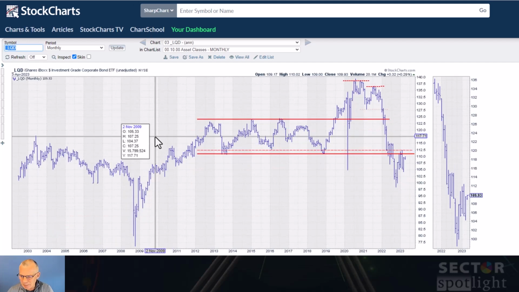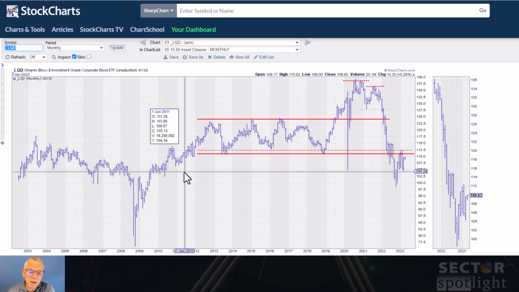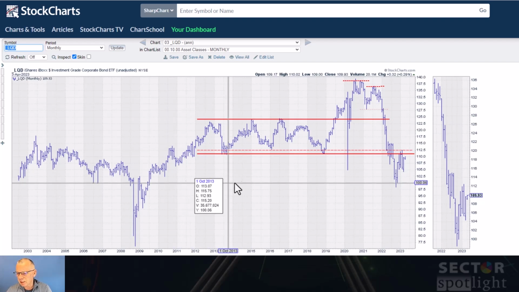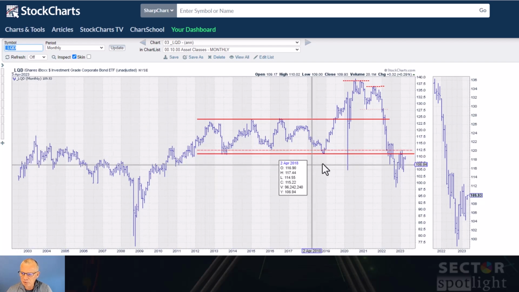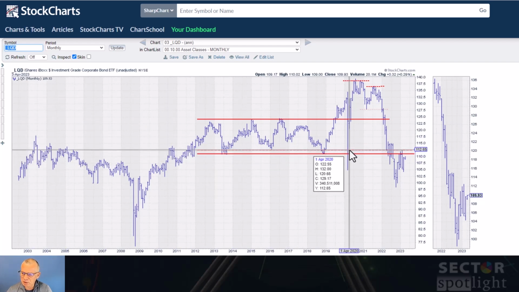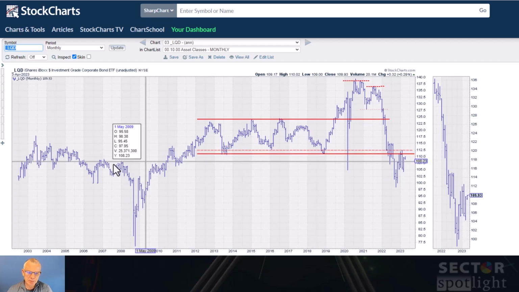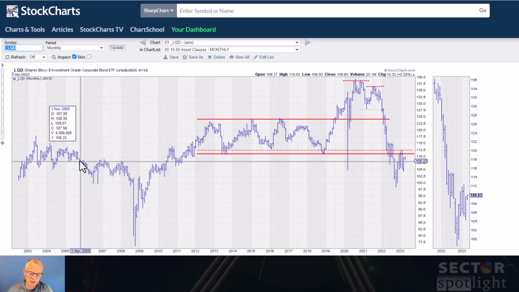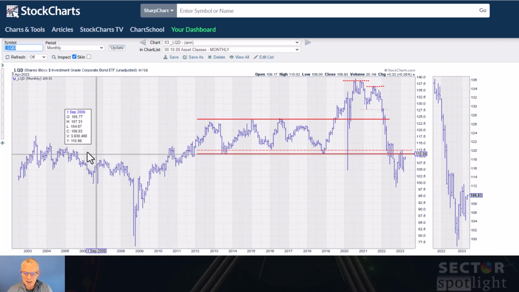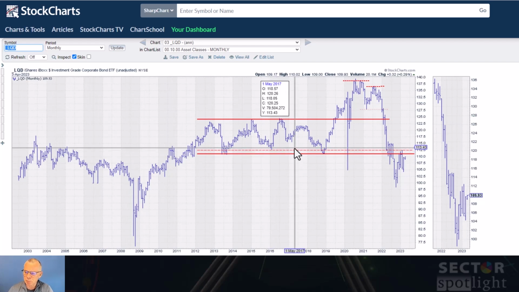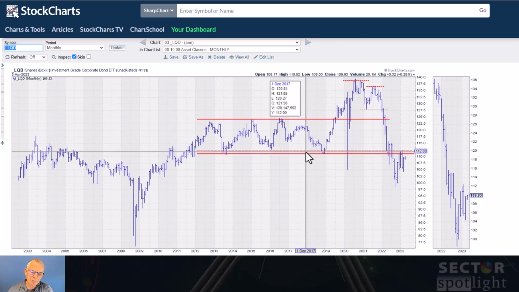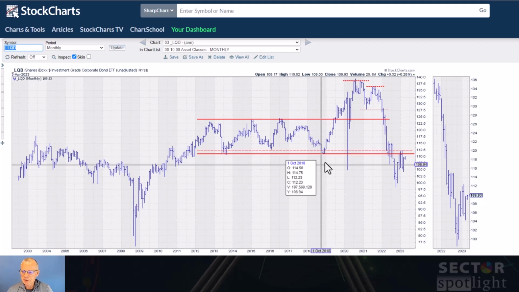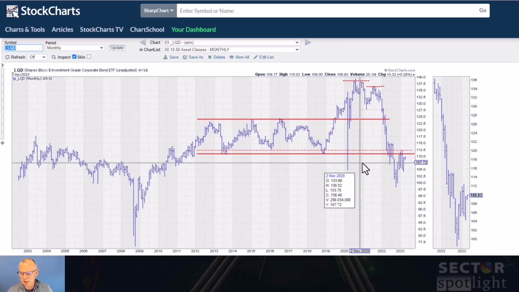We've got a similar picture for other asset classes. Here is investment grade corporate bonds. You can see how we have that very important level around 111, 112, just above 110, which worked like magic over the last almost 20 years. Every time, that area between roughly 110 and 112 shows up as either important resistance or important support. Right now, it's expected to act as resistance.